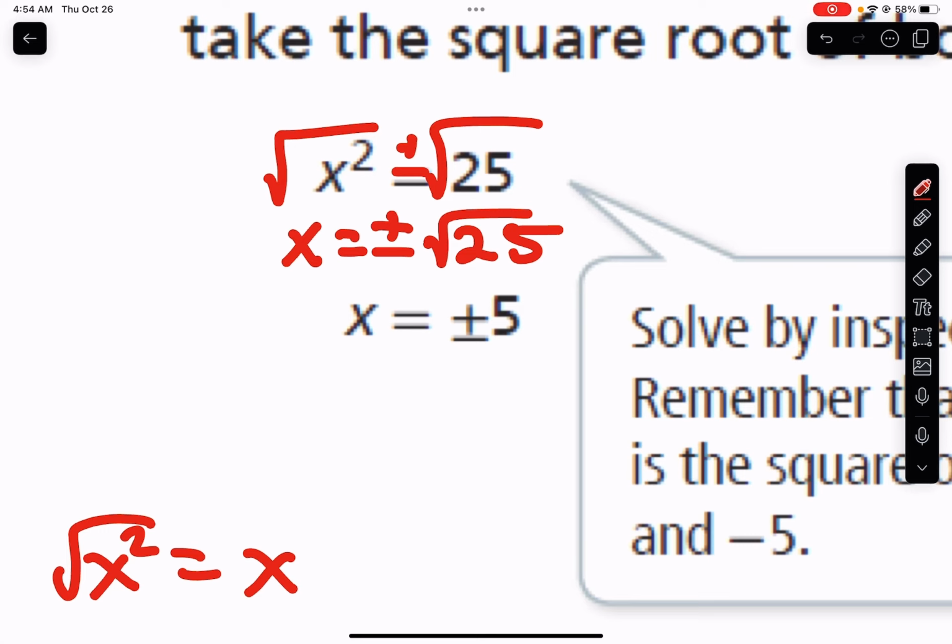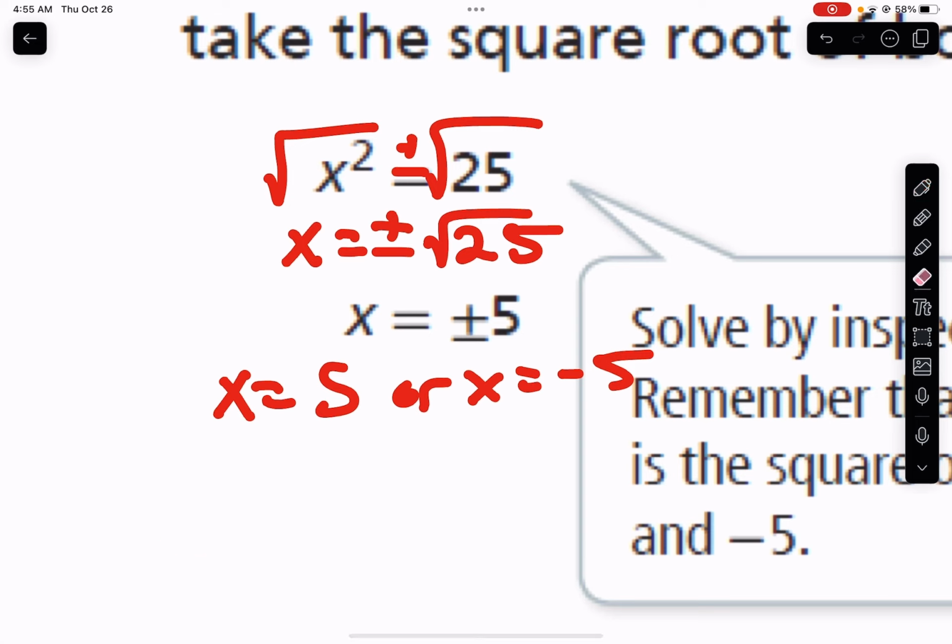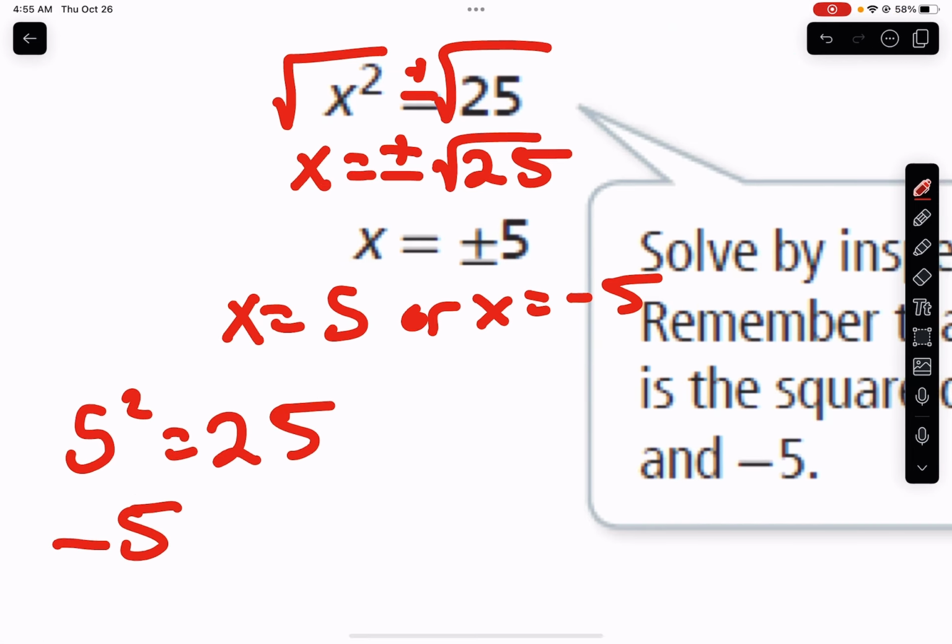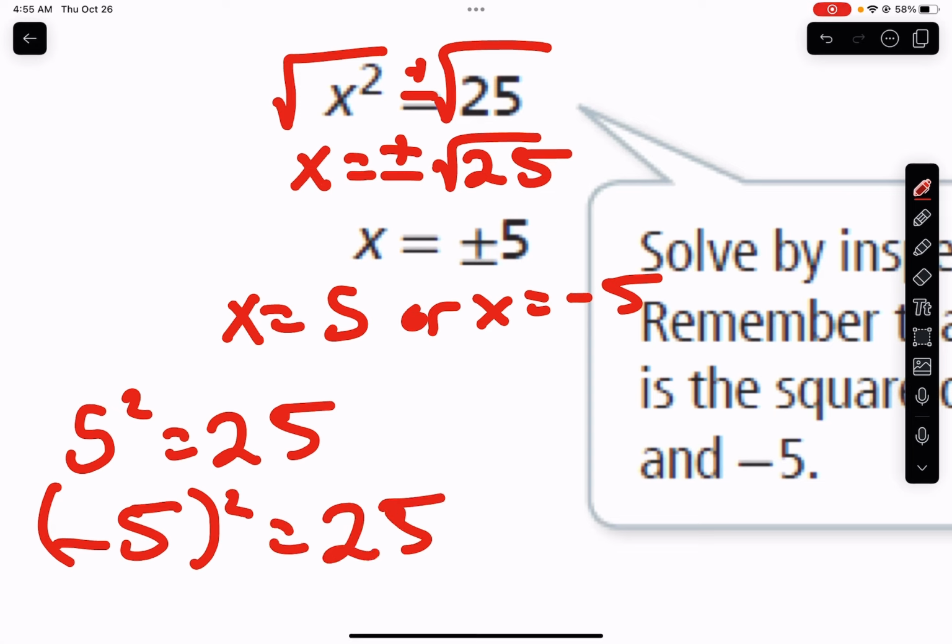All right. So I get that x is equal to plus minus the square root of 25. And then the square root of 25 is 5. So there's two solutions here. X can be 5 or x can be negative 5. And the reason you end up having two solutions is because 5 squared gives me 25, but negative 5 squared also gives me 25, because negative 5 times negative 5 gives me a positive 25.